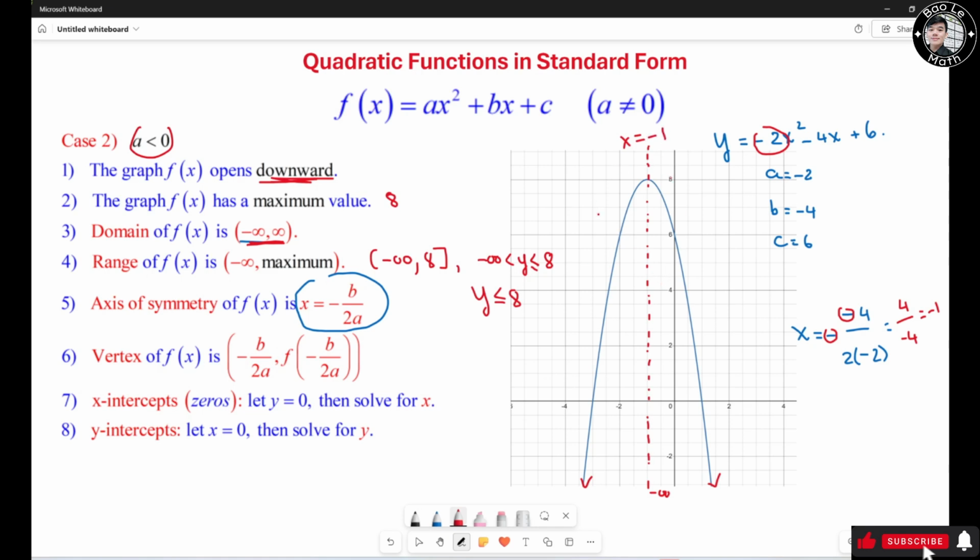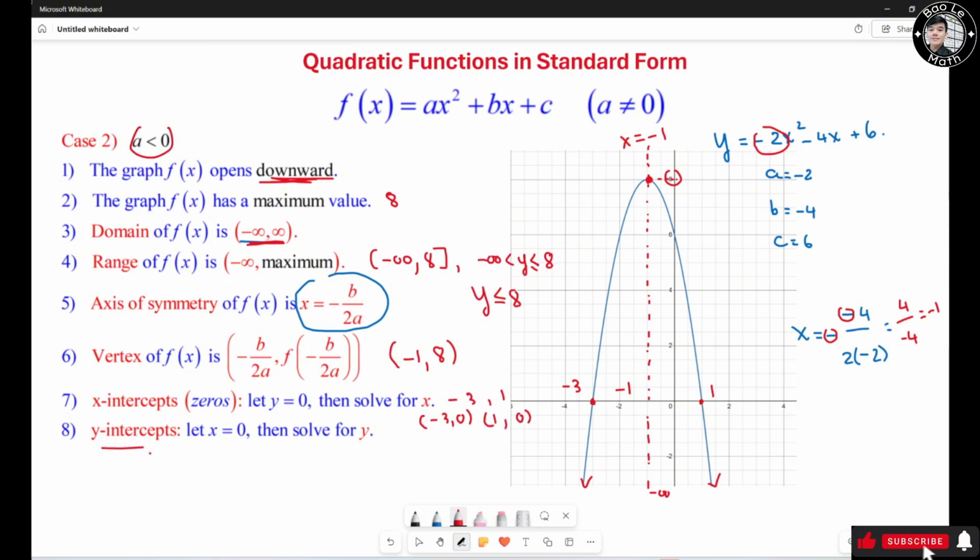Now the vertex is right here, right? Which means x equals negative 1 and y equals 8 right here. So the vertex is going to be negative 1, comma 8, right? The x-intercepts are going to be right here. It's going to be negative 3 and 1. Or you can write negative 3, comma 0 and 1, comma 0, right?